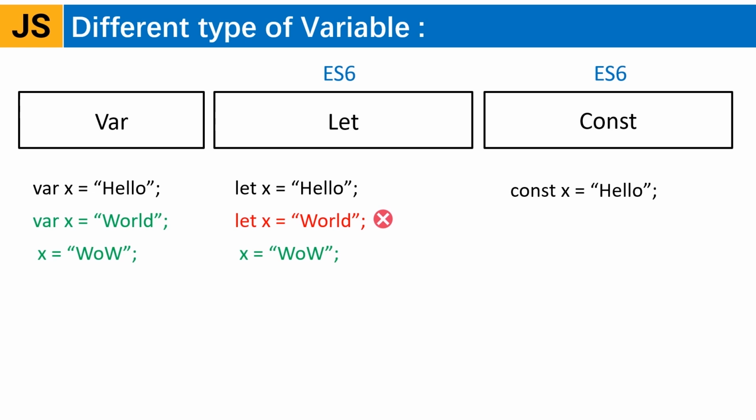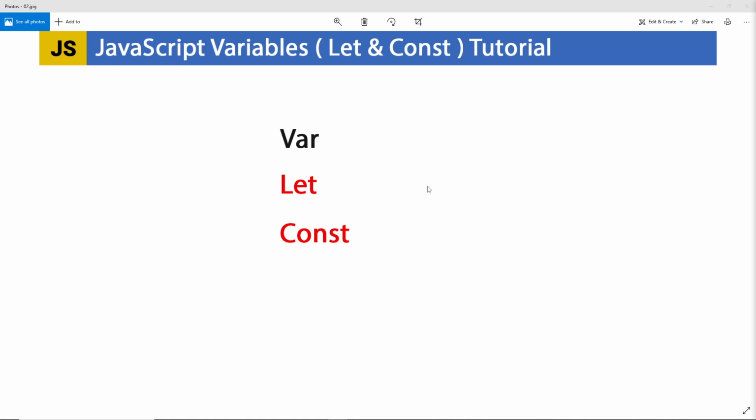Let's talk about the const variable. Const means constant value. We can't make any change here. We cannot redeclare our variable, and we can't reassign our variable either. So this was the main difference between all of these three variables. Without wasting your time, let's start the practical.